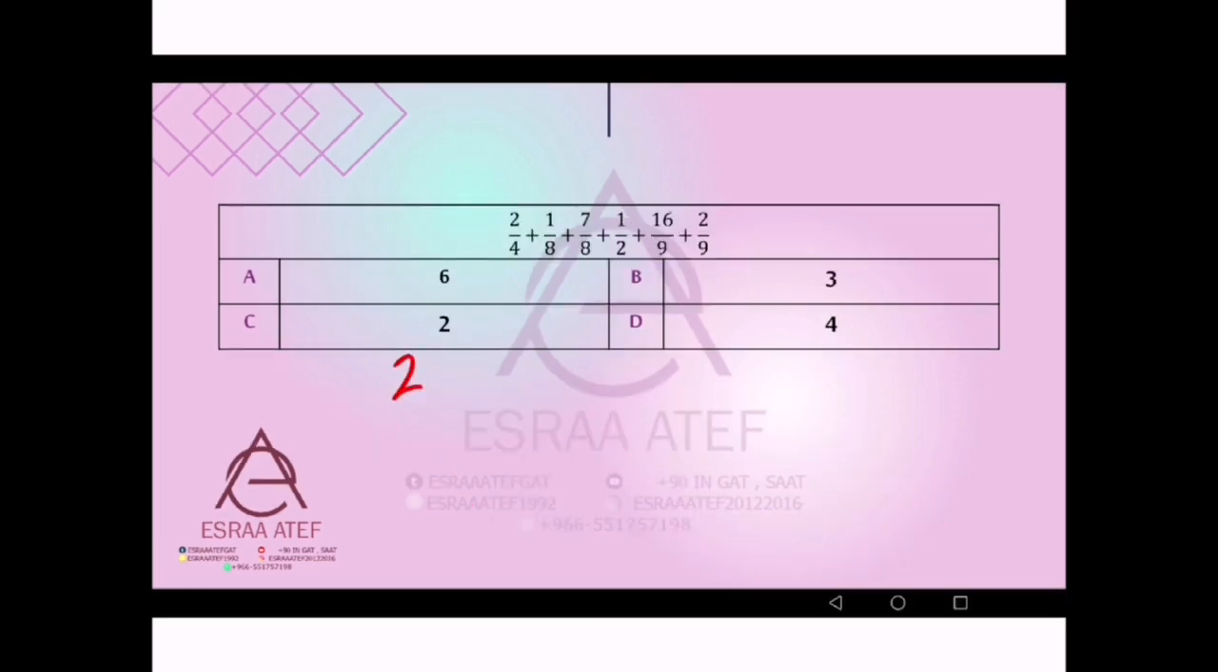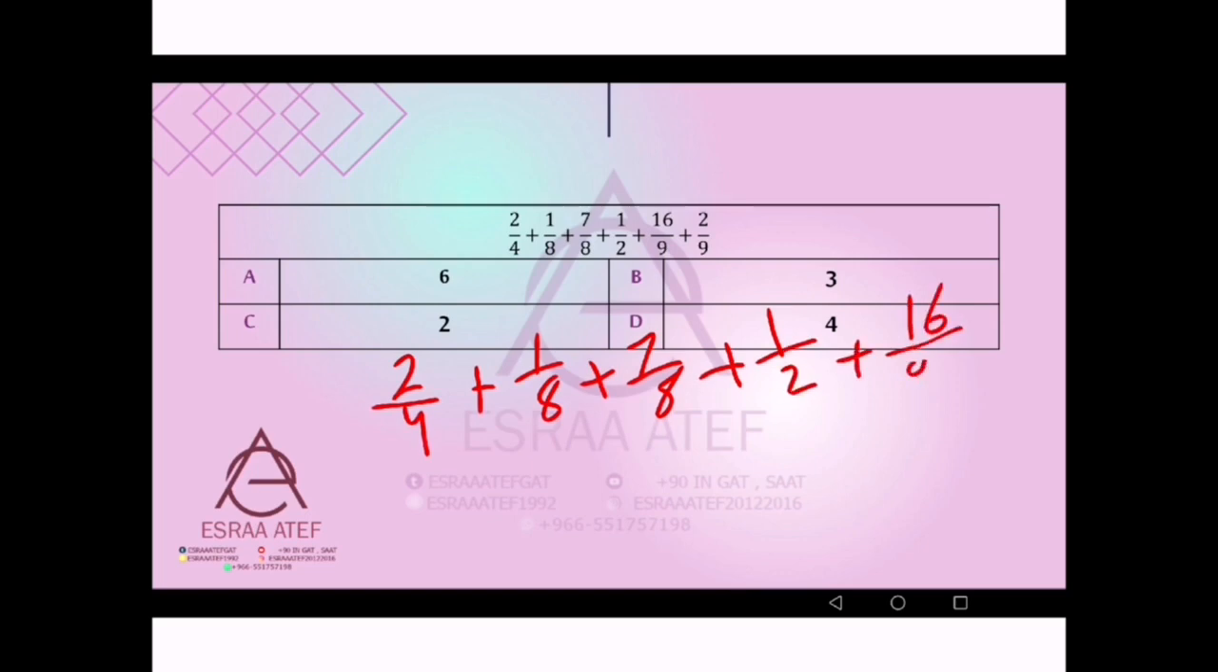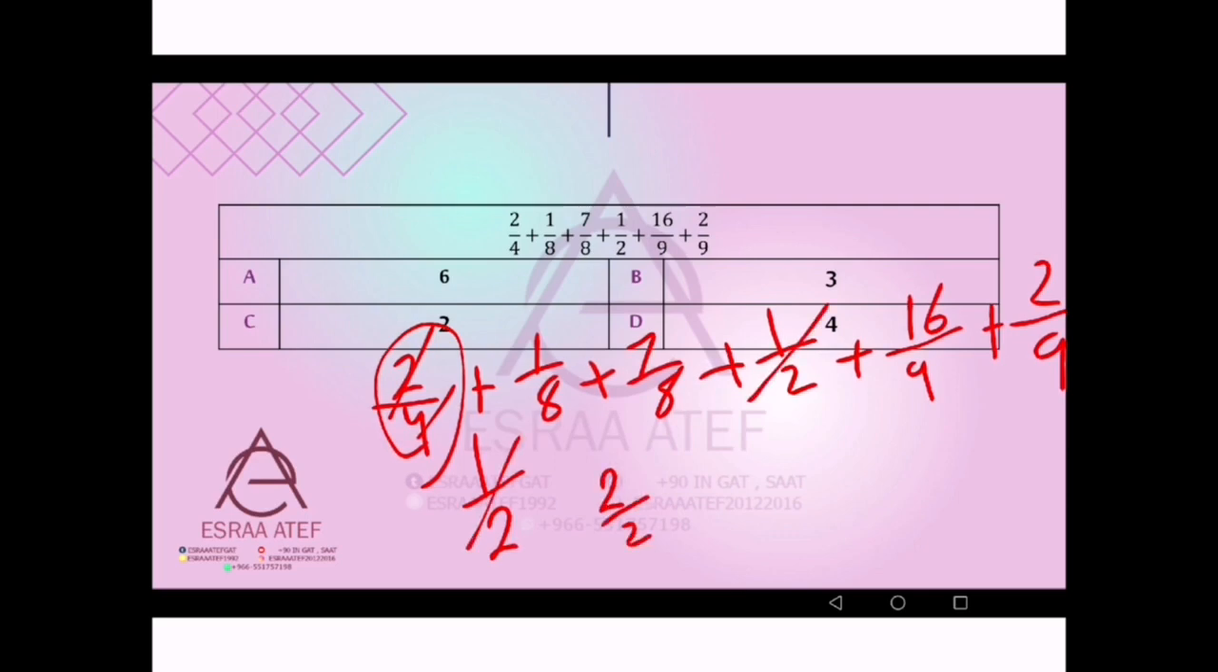Okay, here is adding, which is 2 over 4 plus 1 over 8 plus 7 over 8 plus 1 over 2 plus 16 over 9 plus 2 over 9. How can we solve them? 2 over 4 we can simplify, which is 1 over 2. So 1 over 2 plus 1 over 2 will be 2 over 2, which is 1.